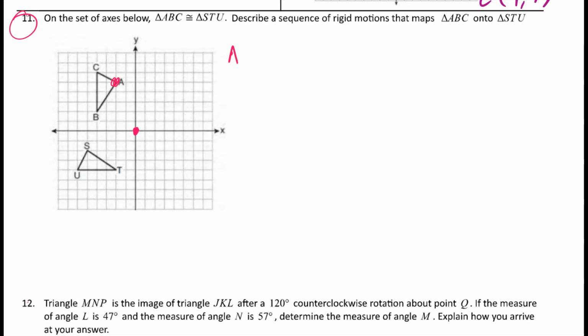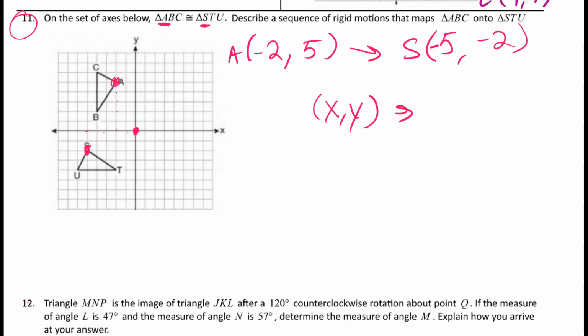If I look at the point A, and I write down those coordinates, it's at negative 2, 1, 2, 3, 4, 5. And that point, when I transform this triangle, should end up at S. Just looking at the order of the letters, that's the first letter in both of those triangles. And the coordinates for S are negative 5, negative 2. Now, if you remember from the last problem, that's actually just that transformation happening where you're putting that y in the front and changing the sign. So a sequence of rigid motions could just be one rigid motion.